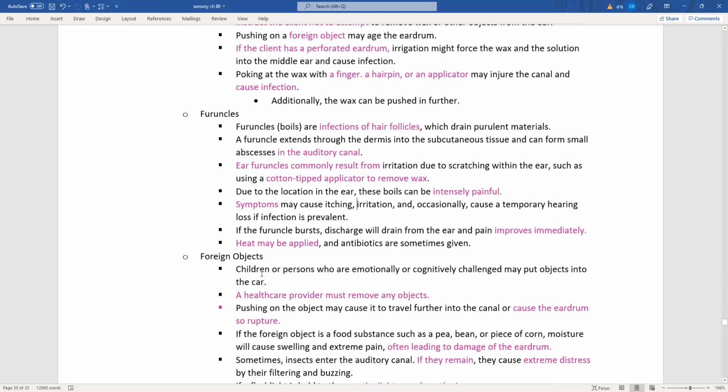For foreign objects, you got children or persons who are emotionally or cognitively challenged, I'm sorry, who may put objects into the ear. A healthcare provider must remove any objects. Pushing on the objects may cause them to travel further into the canal or cause the eardrum to rupture.